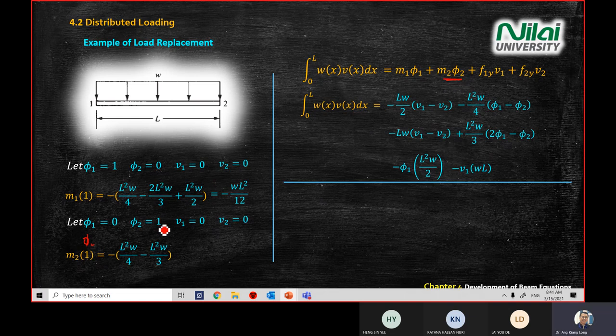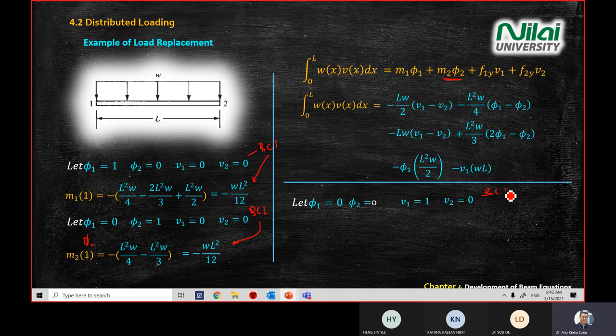You replace with the boundary condition 1. You will arrive at this term, like what you see on the screen here, negative L squared W divided by 4 minus L squared W divided by 3. You arrive at negative W L squared divided by 12. So moment at 1 will equal to negative W L squared divided by 12. Moment 2 will equal to negative W L squared divided by 12. You do the same, the third boundary condition, this is boundary condition 1, you get this one. Boundary condition 2, you get this one.